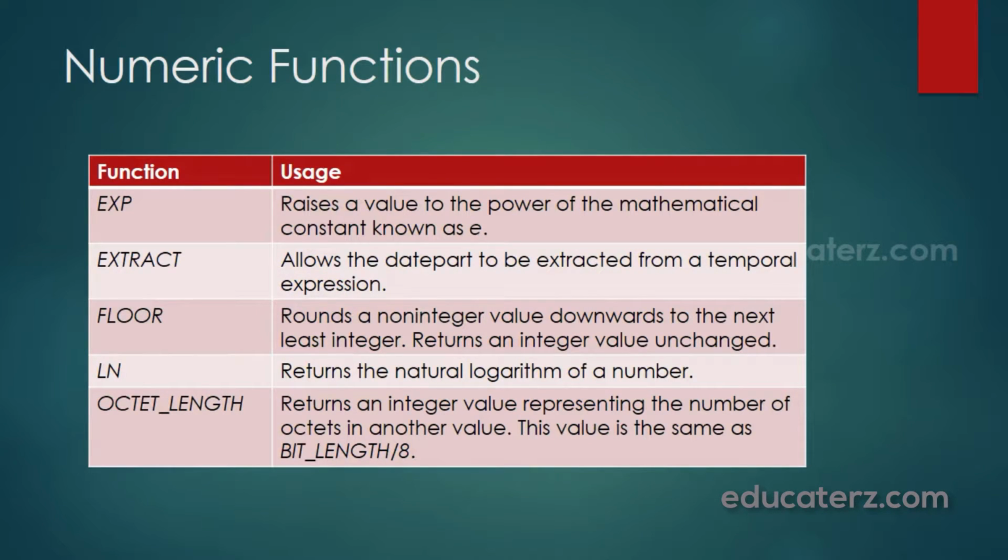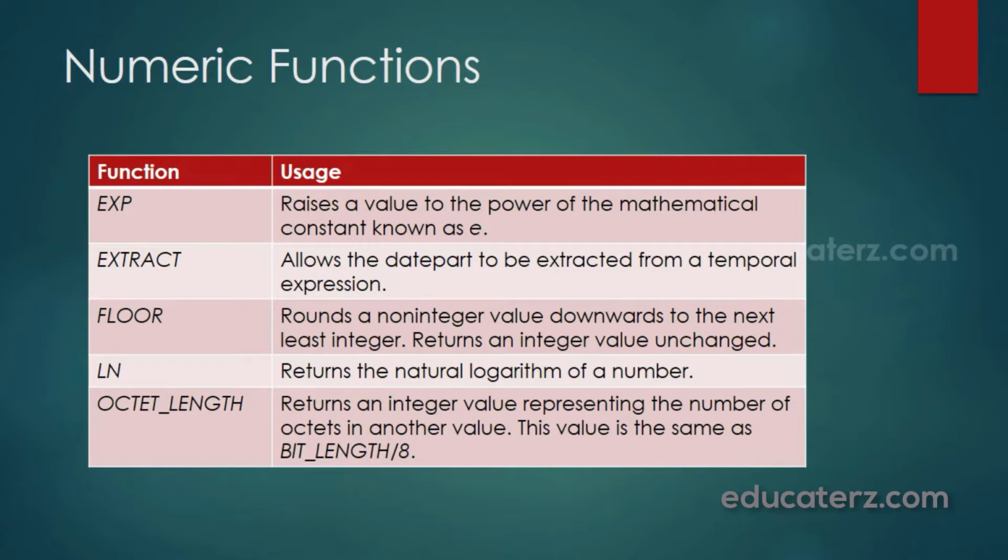EXP is the name of the function. It raises a value to the power of the mathematical constant known as small e. EXTRACT allows the date part to be extracted from a temporal expression. FLOOR rounds a non-integer value downwards to the next least integer. Non-integer means it could be a real number. It returns an integer value unchanged.